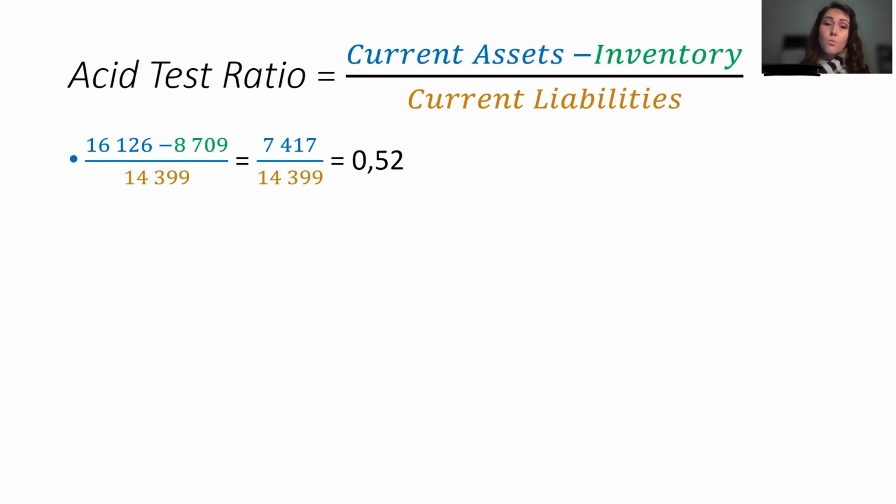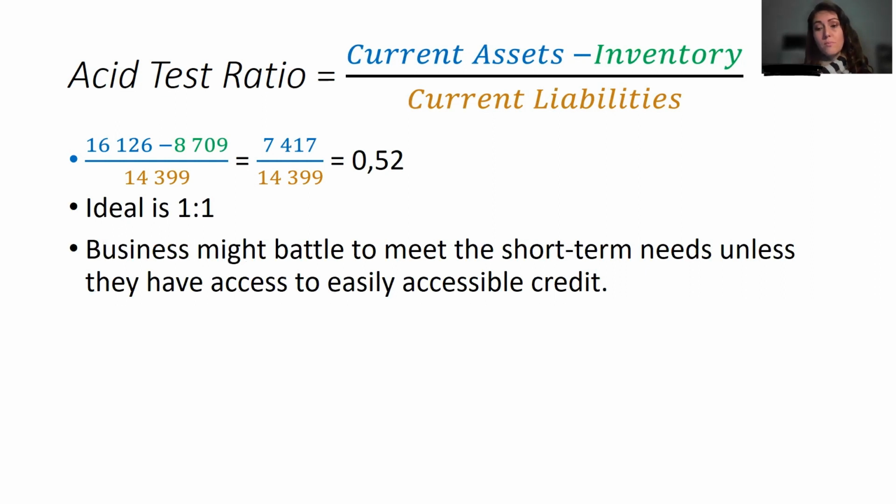So this means for every R1 of liability that we have, we only have 52 cents to cover it. Ideally, we want a 1-to-1, so the business might need access to short-term cash if we don't sell any stock to ensure that we are able to cover or meet the needs of our current liabilities.